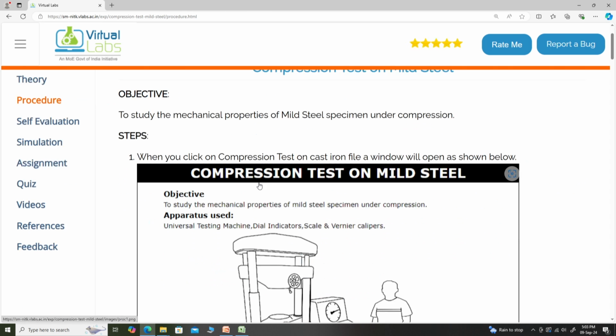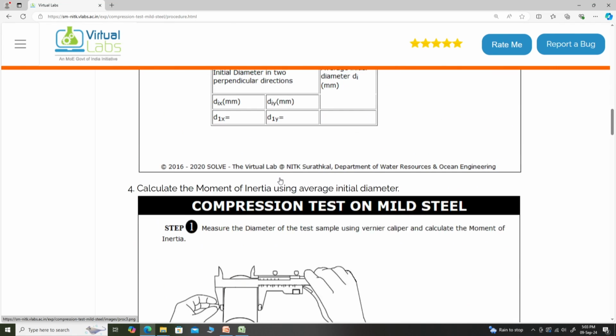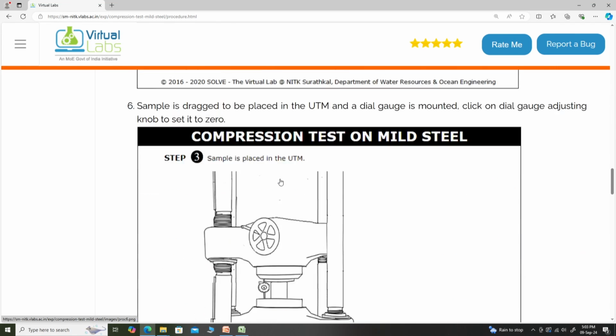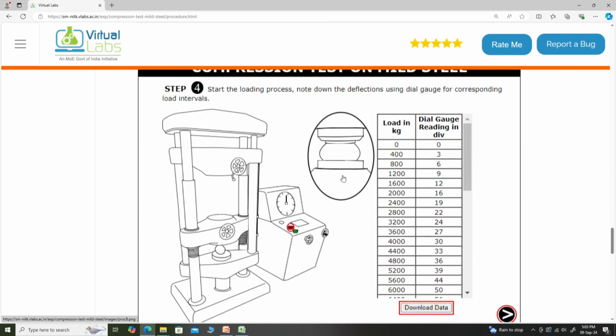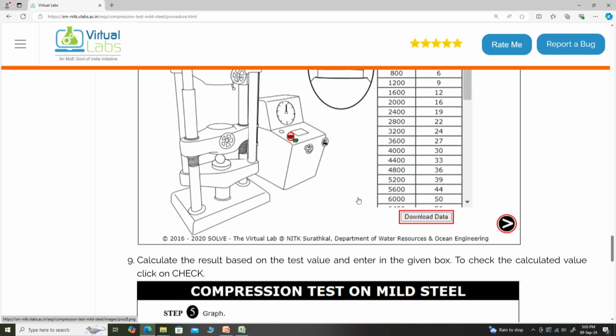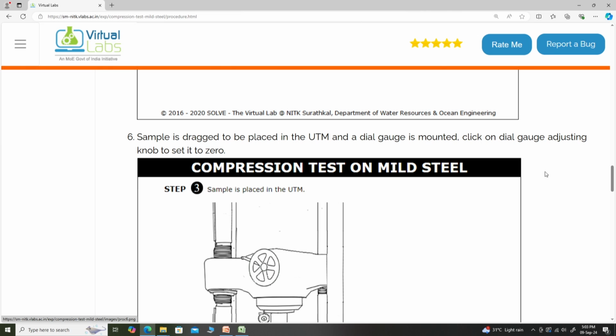The procedure, I will walk you through when we go to the simulation, and it is just the same steps. We measure the diameter, we hold the specimen on the machine, we conduct a test and we obtain the reading. There is single barreling because this is mild steel, and we obtain the graph. I will walk you through that step by step.